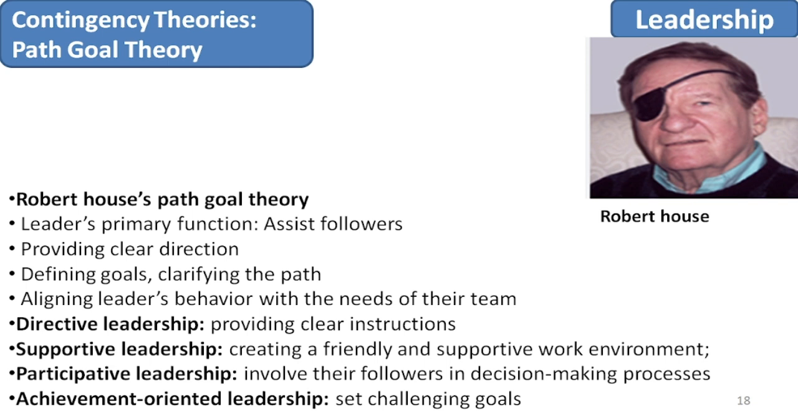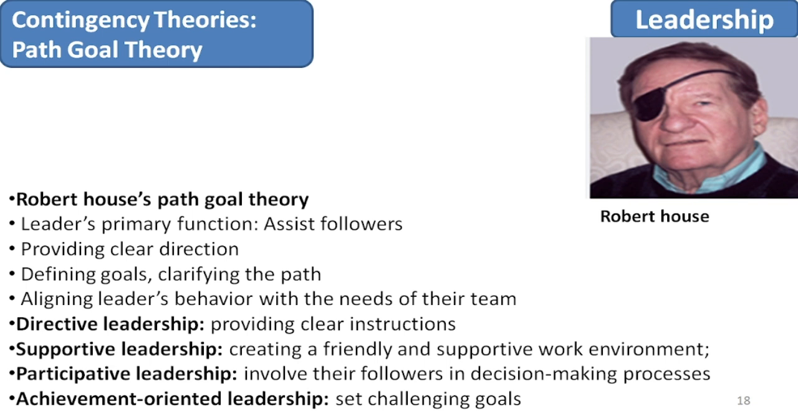Core concepts. The path-goal theory revolves around the idea that a leader's primary function is to assist followers in achieving their goals by providing clear direction and support. The theory is built on the premise that leaders can enhance employees' motivation by defining goals, clarifying the path to those goals, and removing any barriers.